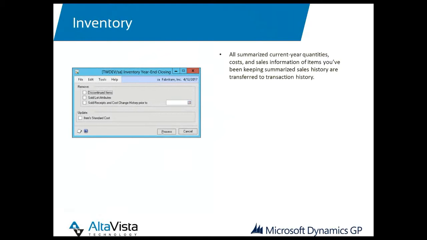And then there's some sold receipts and cost changes in history. So I'll go through the checkboxes here. And the standard cost update, that's another checkbox option too.